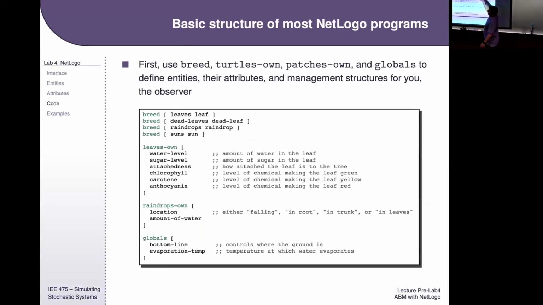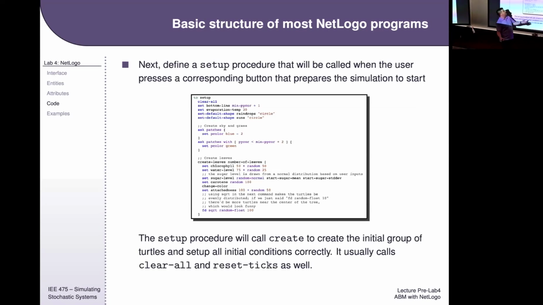And then this is an example of a model that they have that simulates tree growth with water and sunlight availability. It creates different breeds of agents. So there are leaves, there are dead leaves, there are raindrops, and there's the sun. It creates the attributes that the different agents own. The leaves have attributes that only leaves have. The raindrops have attributes that only raindrops have. And then there are global state variables that everybody has access to. That's how you would start one of these simulations.